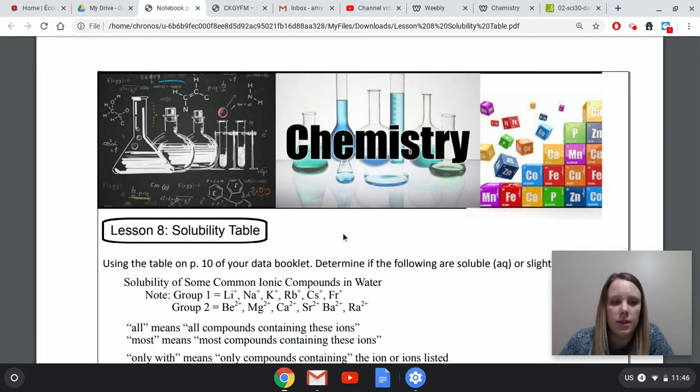So to start off with, let's look at the word solubility and talk about what that means. Solubility is a fancy science way of saying how dissolvable a substance is. If a substance dissolves really easily in water, we would say that it's very highly soluble. And aqueous is the subscript that we would use after the chemical formula. So if something dissolves in water and it becomes a solution, then we would call that aqueous.